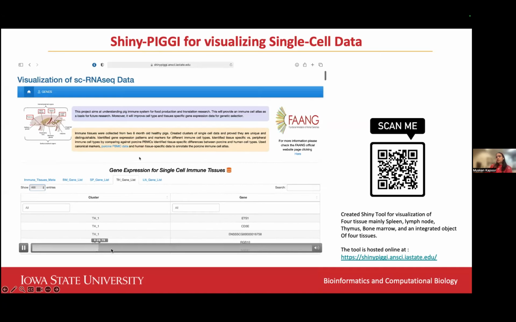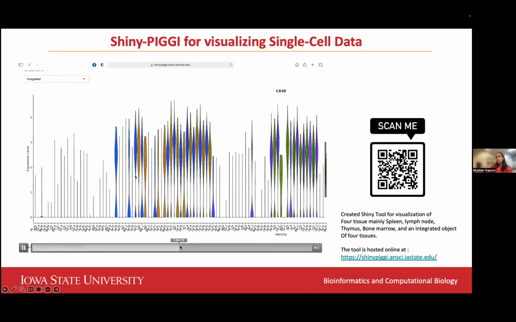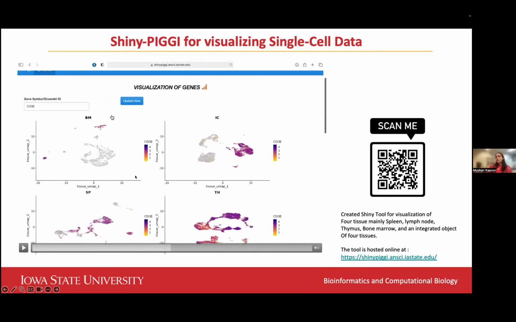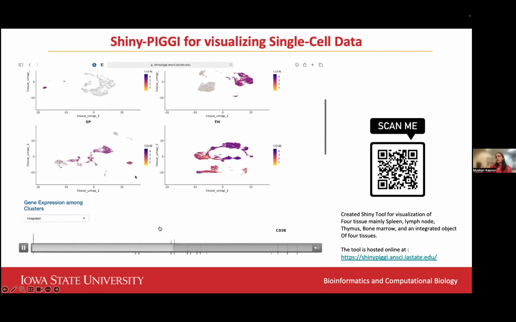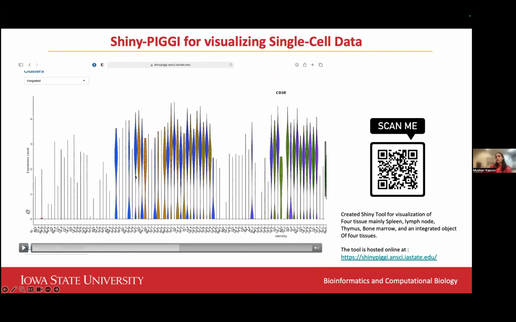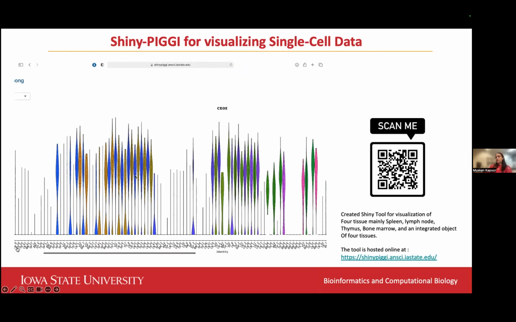So the second page is the genes page, where you can see the gene expression of this particular gene across all 4 tissues. For example, these are the 4 tissues: bone marrow, lymph nodes, spleen, and thymus. As you can see, the expression of the CD3 is the maximum in the thymus according to the scale of 1 to 4. After this, there comes a gene expression among all the clusters in all these 4 tissues. So this is a violin plot showing the expression level across all 4 tissues. And there's a plot showing the color specified for each cluster.